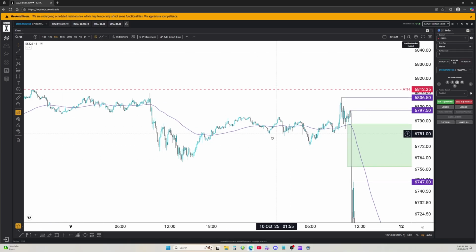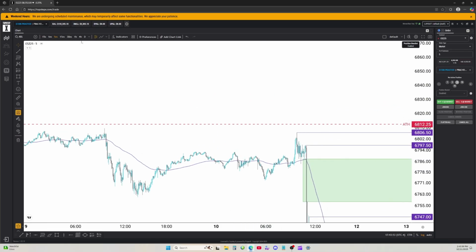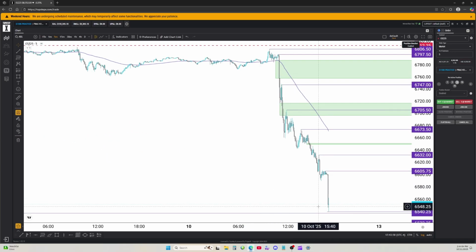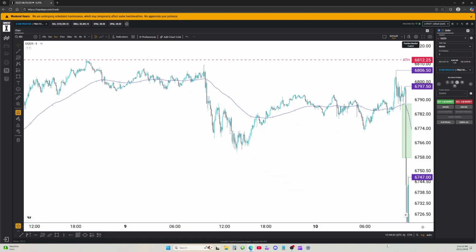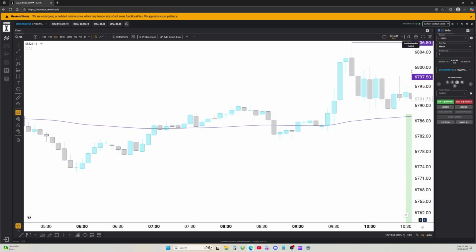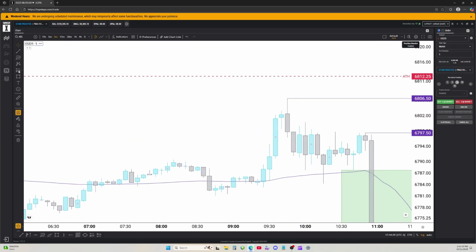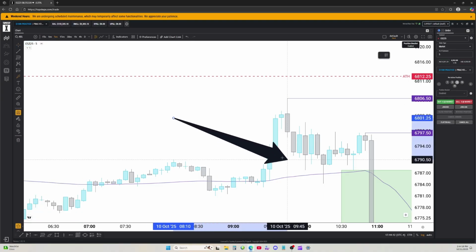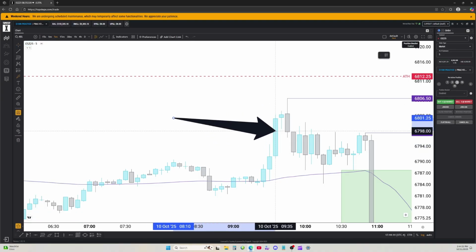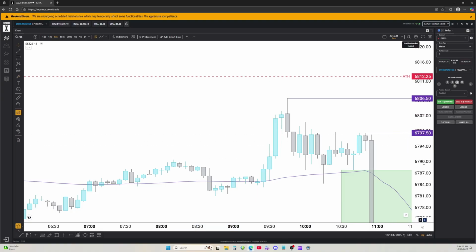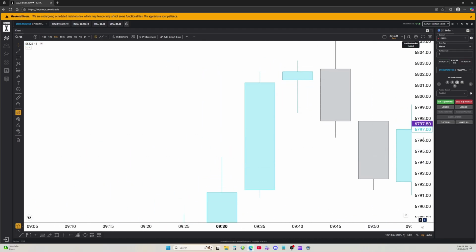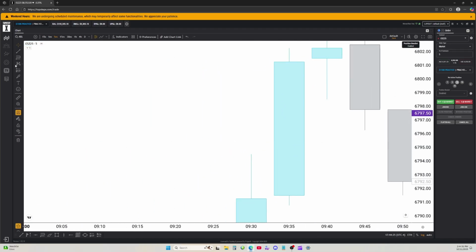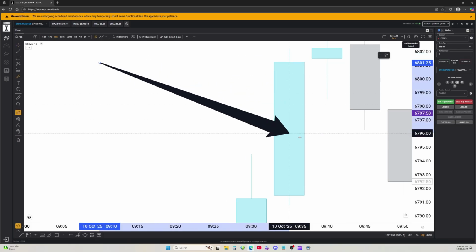And let's see, what else can I show you guys? Another simple thing that I can show you. Okay, let's do the candle, the actual candle. So we're looking at this big blue candle right here.